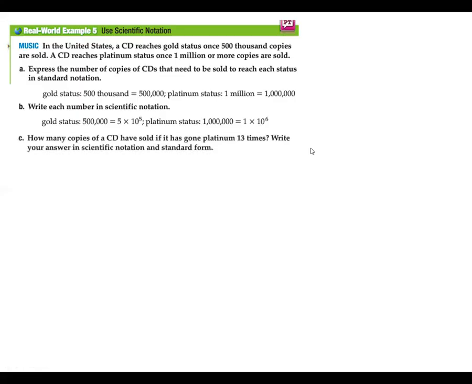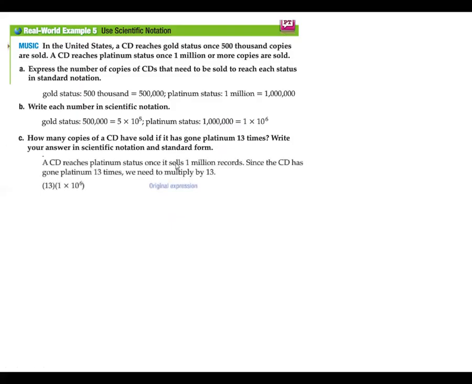How many copies of a CD have sold if it has gone platinum 13 times? Write your answer in scientific and standard form. Well, all I have to do is multiply either of these by 13. A CD reaches platinum once it sells 1 million records. Since the CD has gone platinum 13 times, you can multiply by 13. So 13 times 1 times 10 to the 6th is 13 times 10 to the 6th.